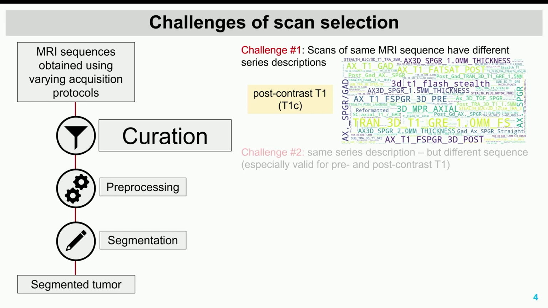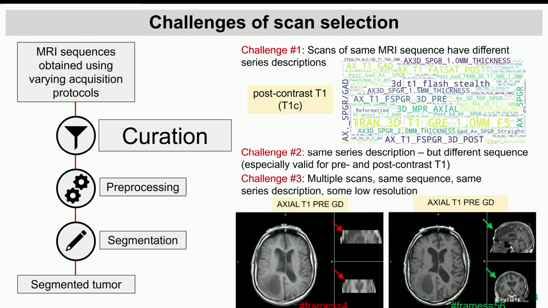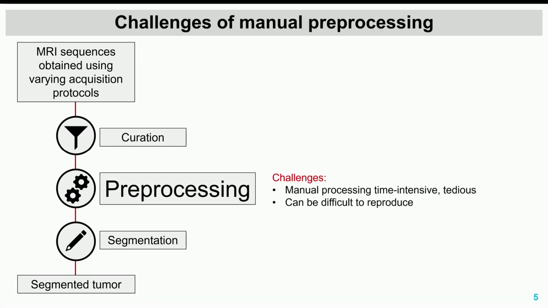The second challenge is that sometimes scans of different sequences can have the same series description. For example, this sometimes happens for pre and post contrast T1. The third challenge is that sometimes there are multiple scans of the same sequence and same series description, but some of them are poor quality and some of them are high quality. So when someone is curating the data, they actually need to go inside each scan and determine which scan needs to be used for the downstream task. For the pre-processing part, manual pre-processing is very time intensive and tedious, and it can have some reproducibility issues as well.